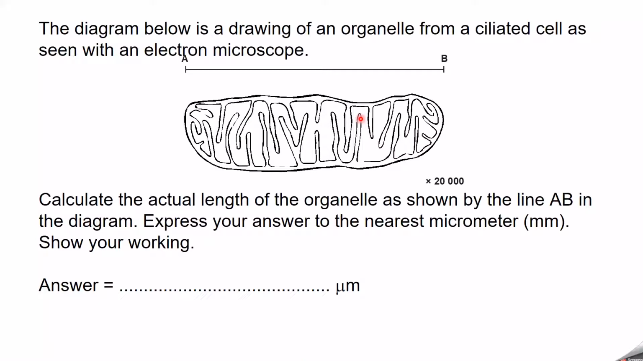So let's have a look at an example. The diagram below is a drawing of an organelle from a ciliated cell seen with an electron microscope. Calculate the actual length of the organelle as shown by the line AEB. You need to look out for these keywords: actual, real, real life, etc. Usually they'll use the words actual length. And express your answer to the nearest micrometer. Do look at the end part of the question, because to the nearest micrometer you won't get full marks unless you've rounded your answer, if it tells you to.